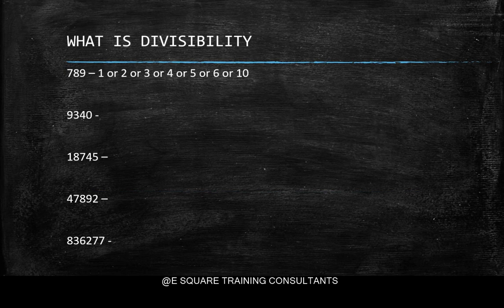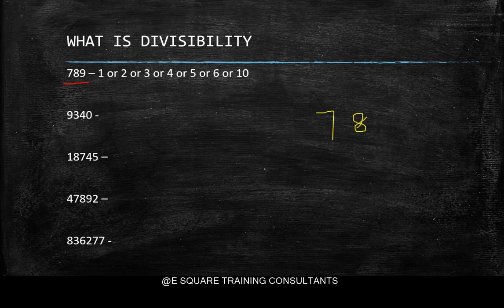Say for example, if I've given you a number like this, which is 789. Now without actually dividing the number, we are supposed to find if the number is divisible by either 1 or 2 or 3 or 4 or 5 or 6 or 10 or any other number for that matter. For example, I'm going to take 789.